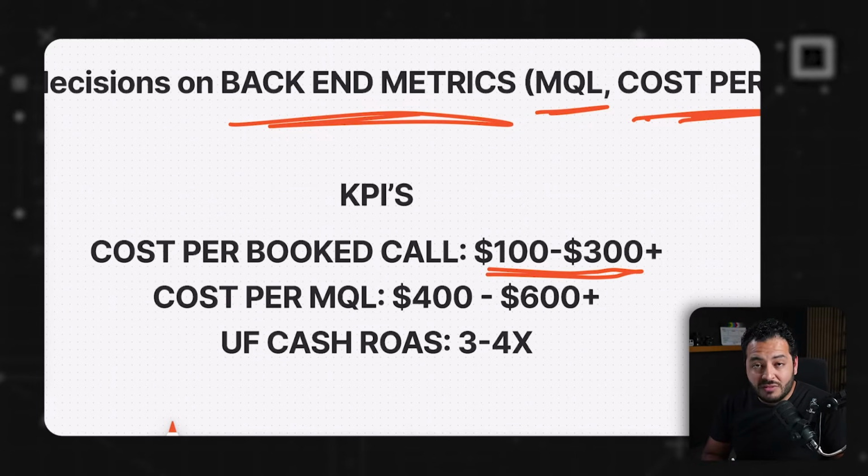Could be lower if you have a lower price point and a much bigger market. Could be higher if you're going after enterprise B2B companies doing hundreds of millions of dollars a year. But again, general KPI, don't kill me in the comments. Cost per MQL, cost per marketing qualified lead, could range anywhere from $400 to $600 plus.